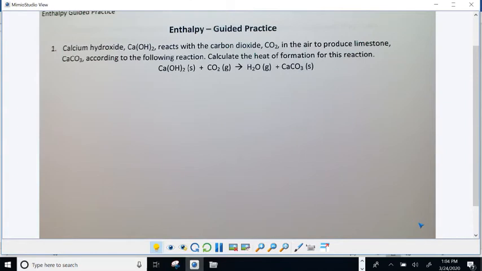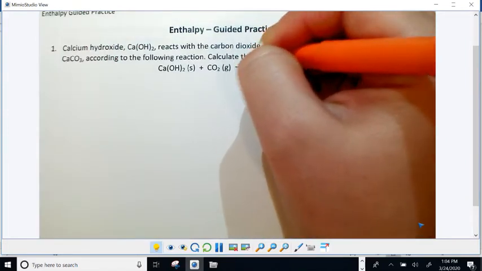So our first question reads: calcium hydroxide reacts with carbon dioxide in the air to produce limestone, according to the following reaction. We're going to want to calculate the heat of formation for this reaction.